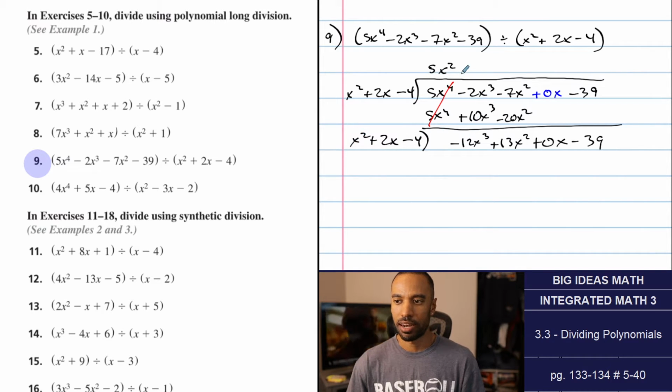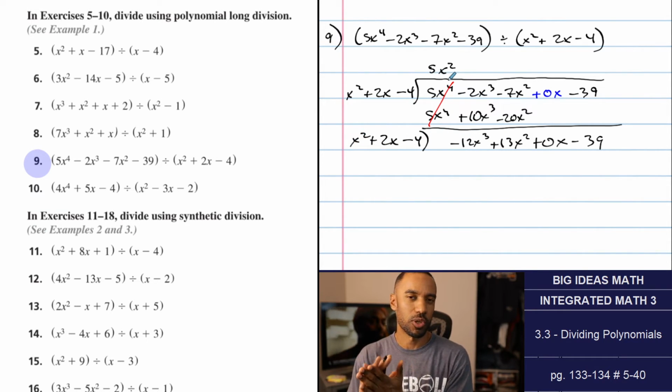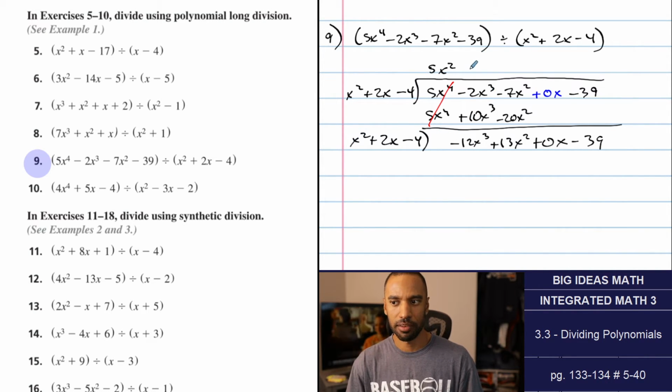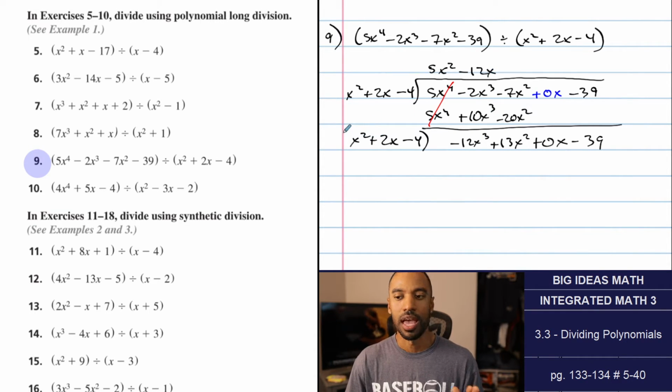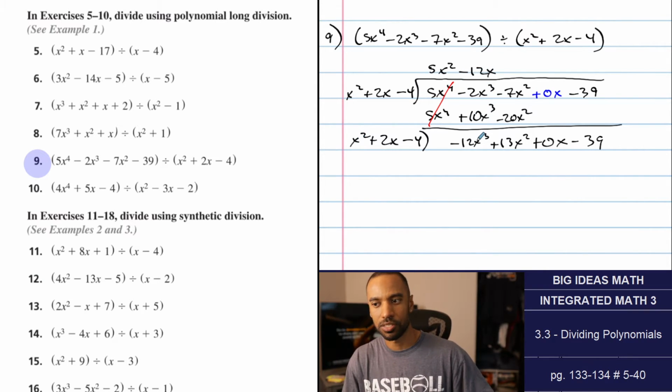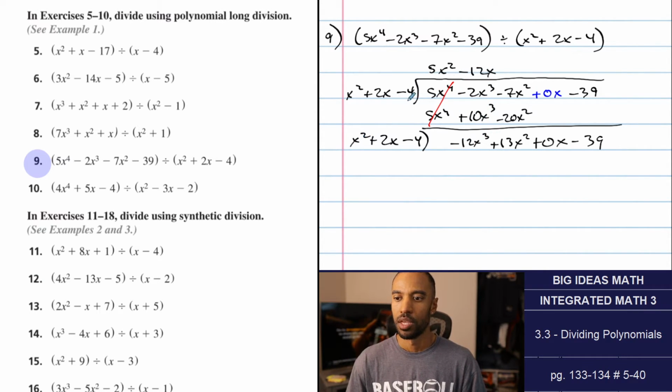X squared goes into negative 12x cubed. Again, you might slow down on those and go, wait, how does that work? Just one thing at a time. 1 times negative 12 is negative 12. Sorry, I said this wrong. 1 times negative 12 is negative 12. X squared times x is x cubed. There we go. So x squared times negative 12x is negative 12x cubed.